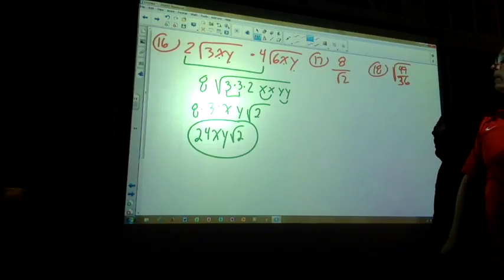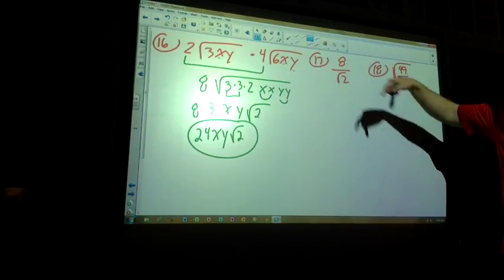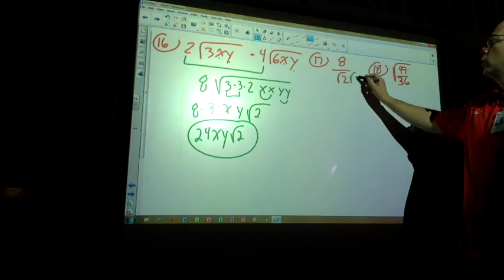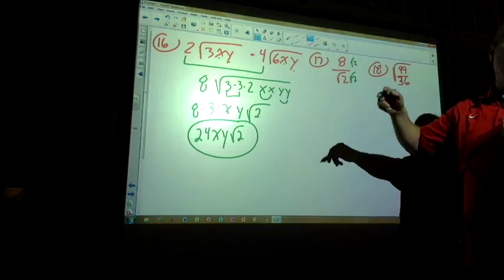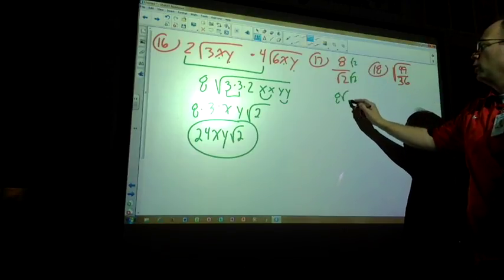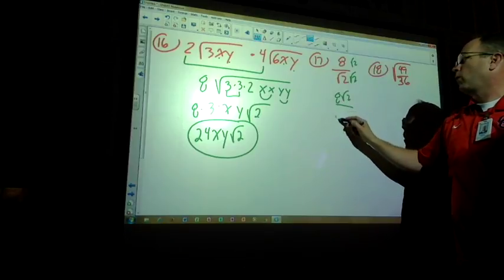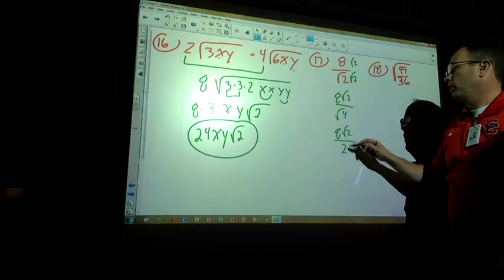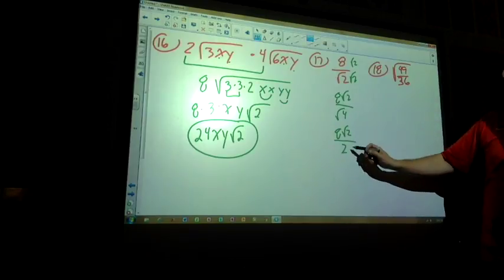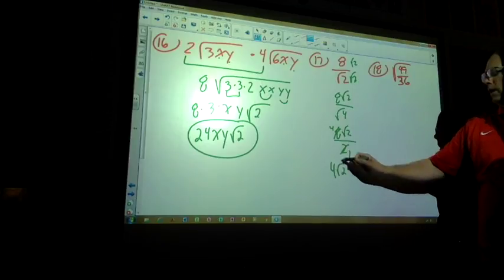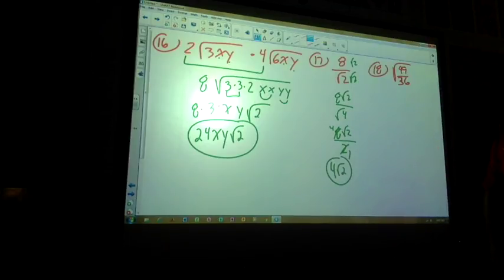This is one of those where we can't have a radical on the bottom, so what are we going to multiply top and bottom by? Root 2. Root 2 over root 2 is the same thing as 1, so you're not changing the size of the fraction. So 8 times root 2 is 8 root 2. Root 2 times root 2 is root 4. Root 4 is what? 2. What does this reduce to? 4 over 1. So you have the root 2 that comes along for the ride. Done.